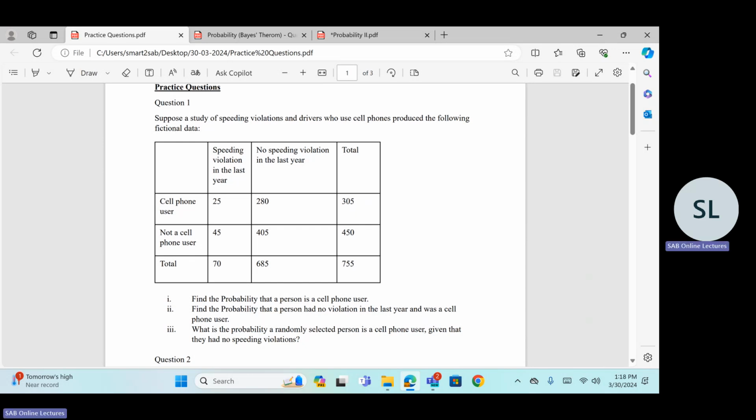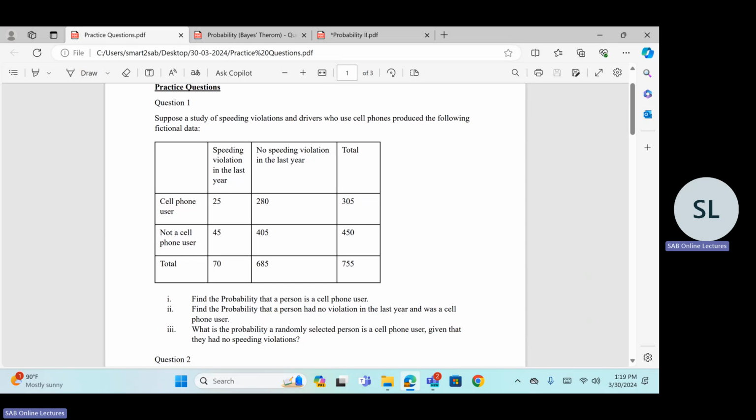Finished? Shall we discuss? Okay. First one is to find the probability that the person is a cell phone user. Then which concept is behind that? Marginal probability or the joint probability? Marginal probability. Okay, only one event in here. Then how many of them are cell phone users? 305 over 765. Okay, understood?